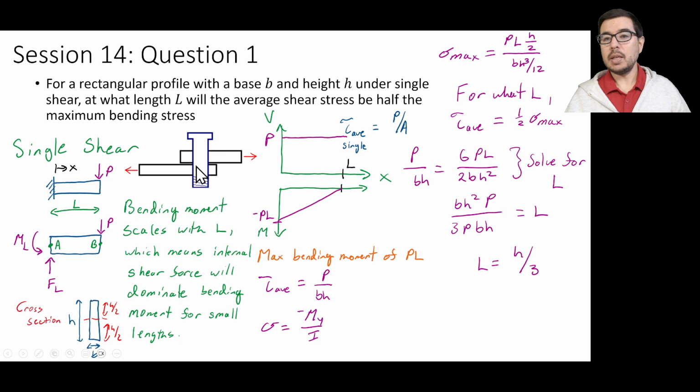So you can imagine now if the gap here, that's what we're defining as the length, is greater than h over 3, for this particular model, we're going to say that the bending stress dominates. And if the length between these is less than h over 3, the thickness divided by 3, then we'll say that the shear stress under single shear is going to be what dominates.